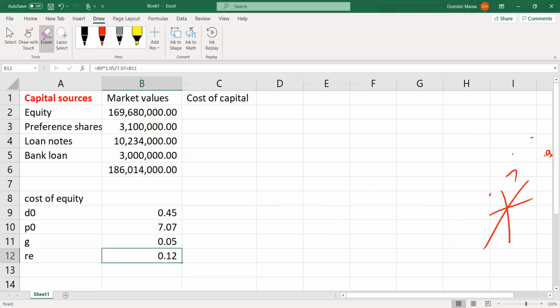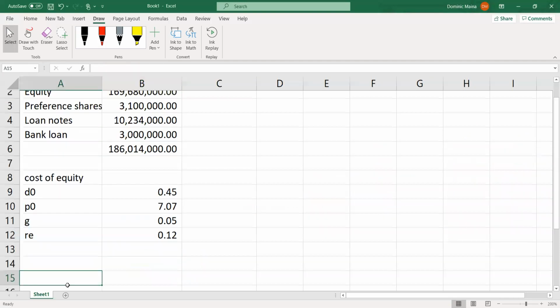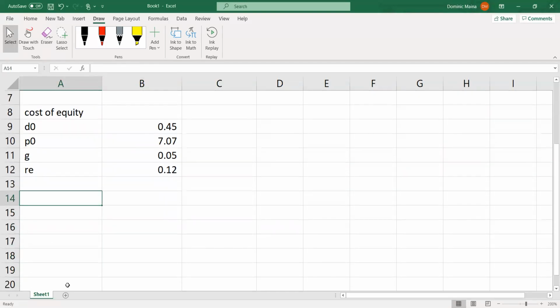So having now the cost of equity, what else do we need to do? We need to do the next financials, which I see to be the cost of preference shares. So my next work in here is the cost of preference shares.